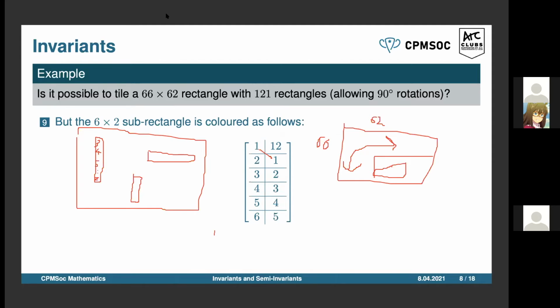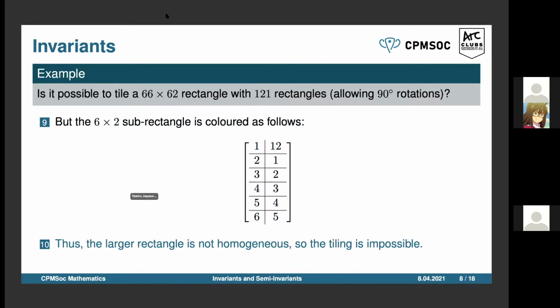So if we assume you could tile the entire rectangle with these 12 by 1s, it means that every number is going to appear the same number of times, which means it's homogeneous. However, we proved it's not homogeneous. So we get our contradiction. We can just go to the next slides. Yeah, show what the contradiction is, to summarize what's going on. Yeah, so a larger rectangle is not homogeneous, and that's what makes tiling impossible. So yeah, we're done.